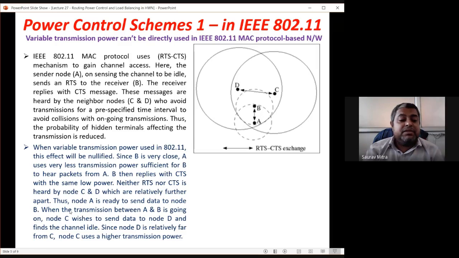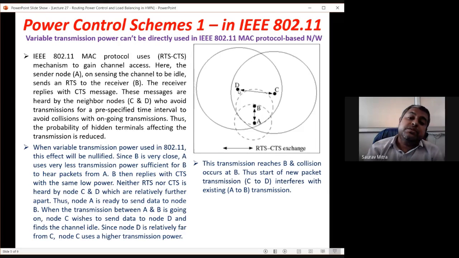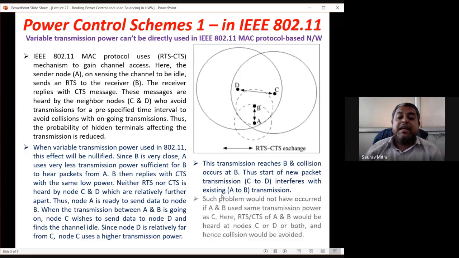When the transmission between AB is going on, node C wishes to send data to node D and finds the channel idle because CD is idle. But since node D is relatively far off, C uses a higher transmission power. What happens in that case? This CD transmission reaches B and the collision occurs, because A is also sending data to B, and at that time C is sending request to D. So the request from C to D, that is RTS from C, and data from A, both will collide at position B. Thus the start of a new packet transmission C to D interferes with the existing AB transmission.